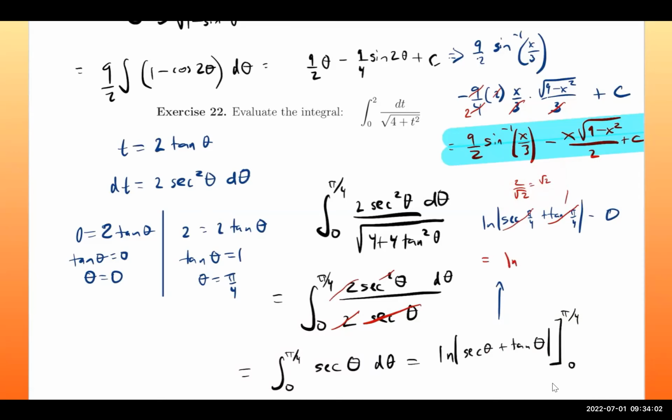So our final answer is going to be the natural log of radical 2 plus 1. The absolute value, since this is a positive number, you don't really need at that point. You can just use parentheses instead. And that is our final answer. And that is the end of this section.